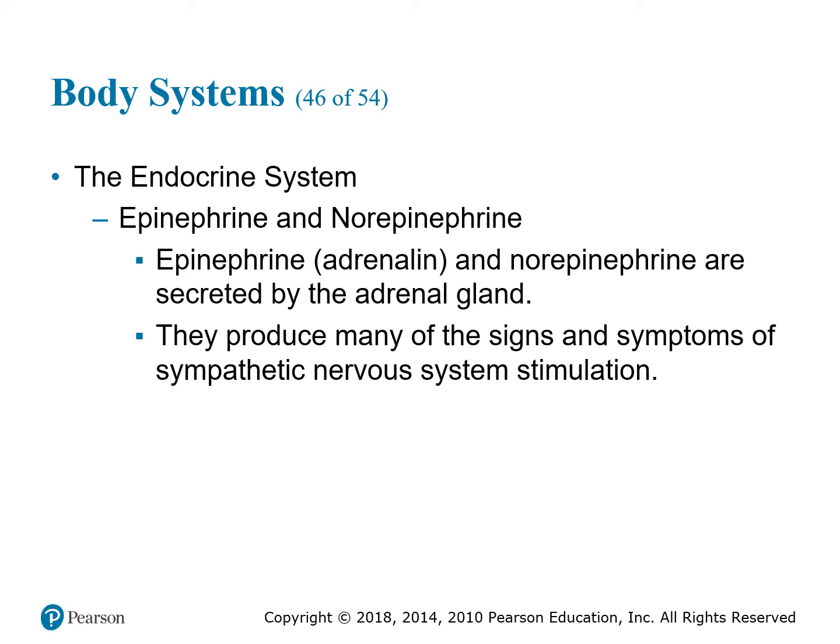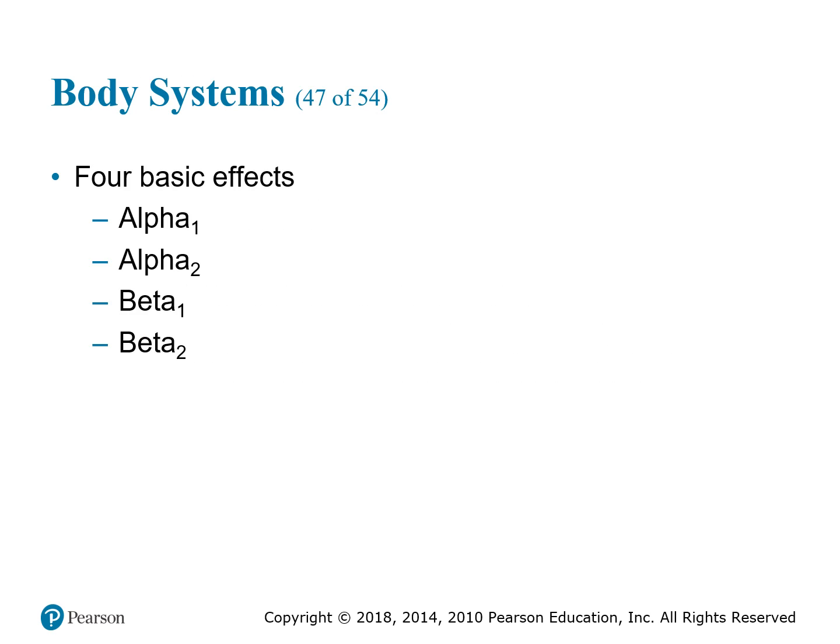Now with the endocrine system, epinephrine and norepinephrine are the big ones that we focus on for this text because they're responsible for a lot of the signs and symptoms we see with hypoperfusion. So epinephrine is adrenaline. Okay, epinephrine and norepinephrine are secreted by the adrenal glands, which sit atop the kidneys, and they produce the signs and symptoms that you see with sympathetic nervous system stimulation. Now we have four basic effects, and these come from different receptor areas of epinephrine.